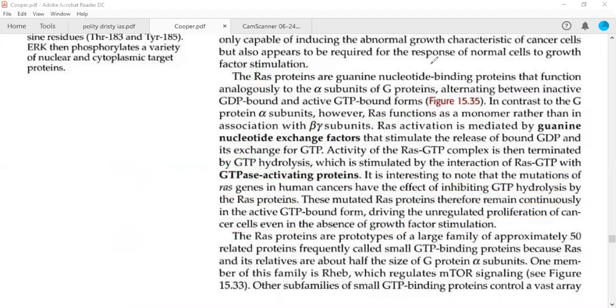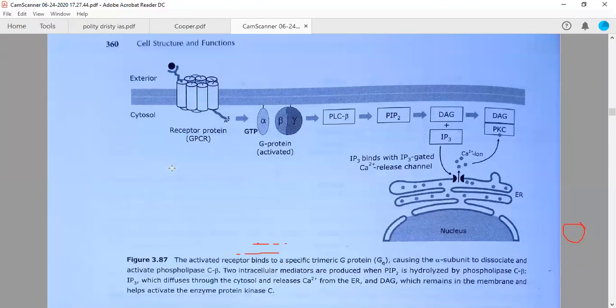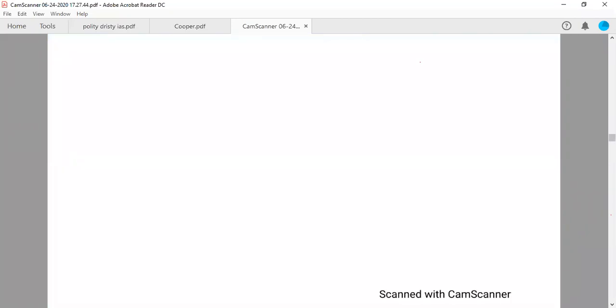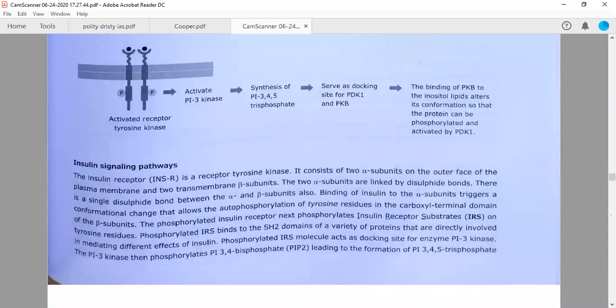So after you get this, the RAS proteins are prototypes of a large family of approximately 50 related proteins. So in the RAS family, there are about 50 proteins which are given in your pathfinders. So let me show you these. Okay, so here also we have annotated, so here all the triangles.